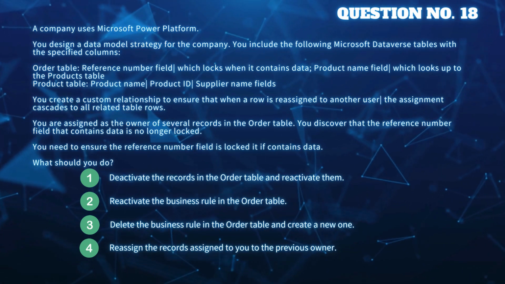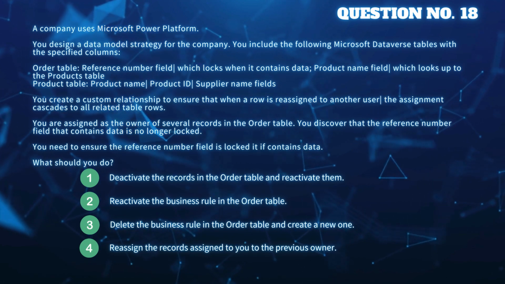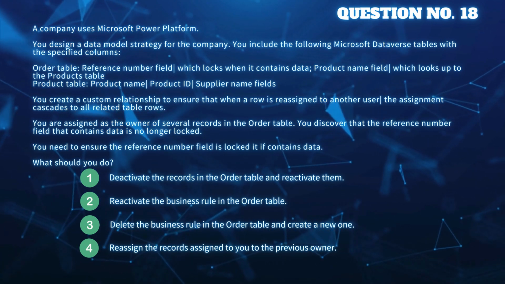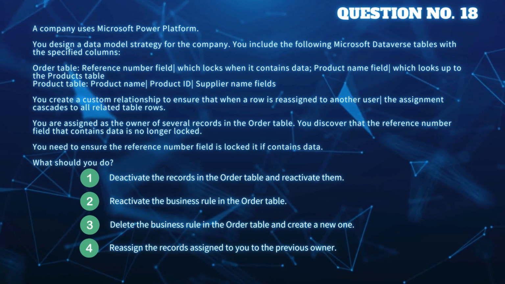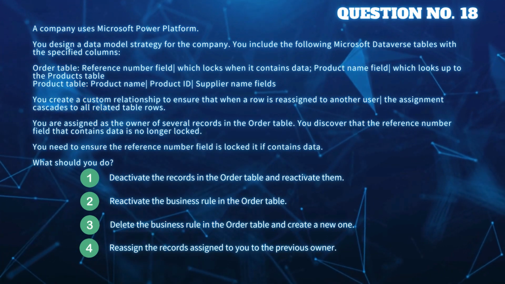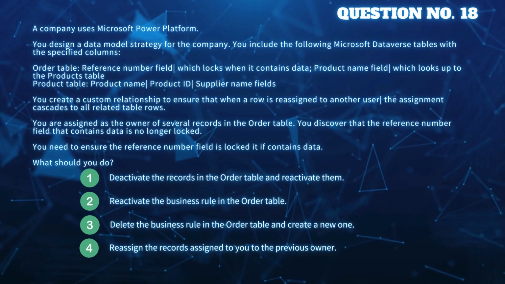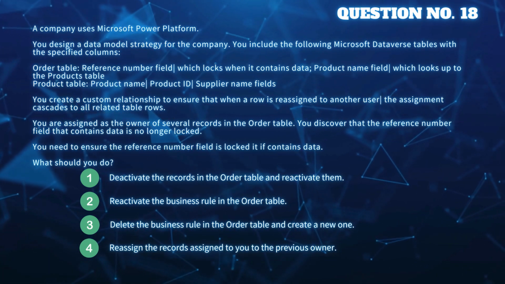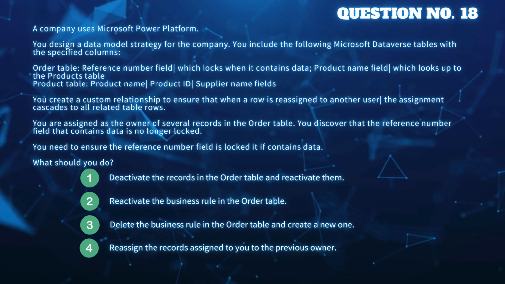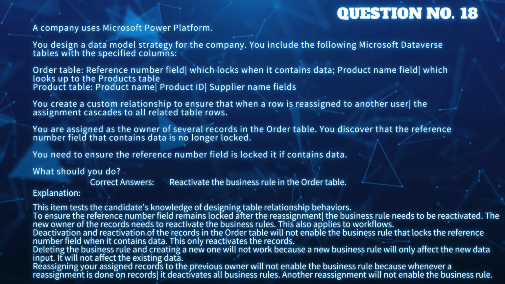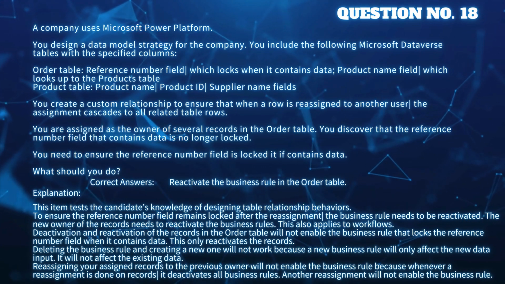What should you do? Option 1, deactivate the records in the order table and reactivate them. Option 2, reactivate the business rule in the order table. Option 3, delete the business rule in the order table and create a new one. Option 4, reassign the records assigned to you to the previous owner. Correct answer: reactivate the business rule in the order table.